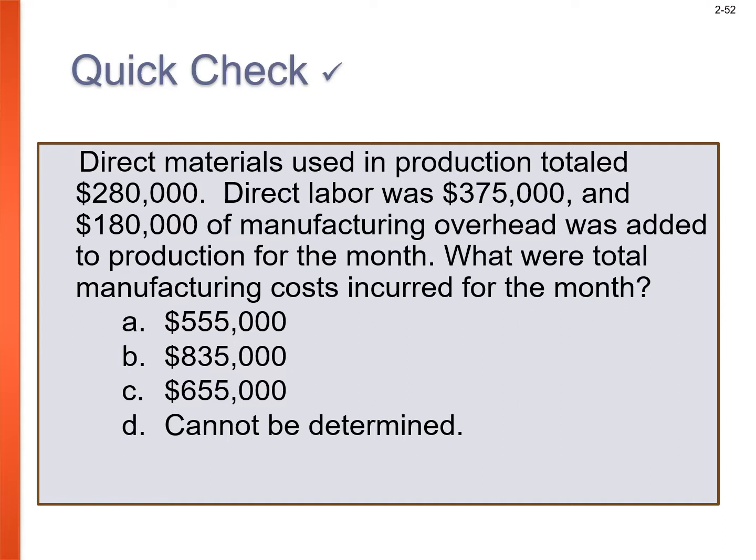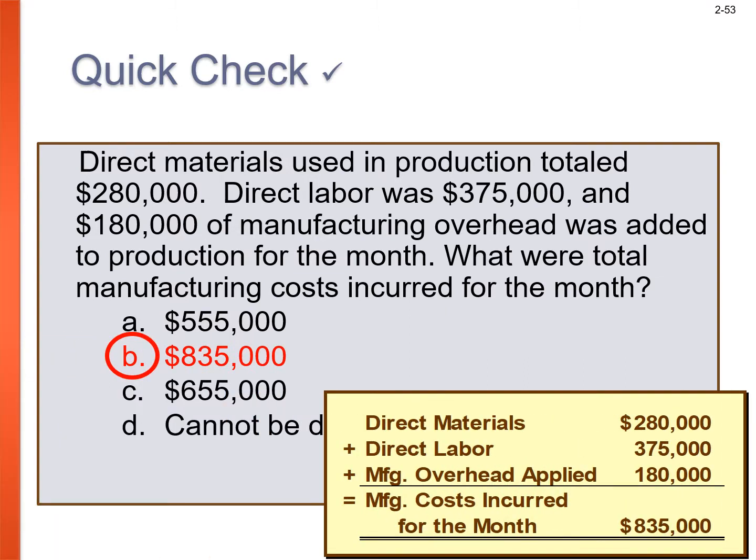Labor was $375,000 and $180,000 of manufacturing overhead was added. What were the total manufacturing costs for the month? We'll just add those three amounts together. $835,000.